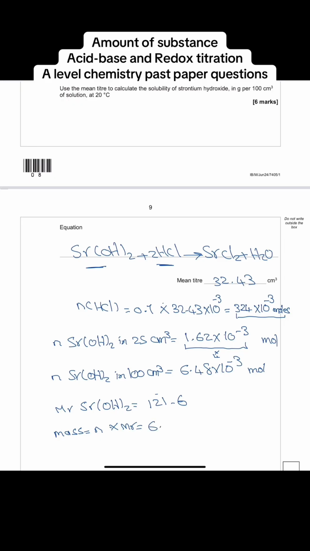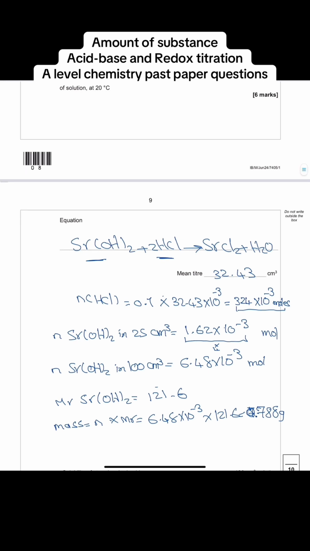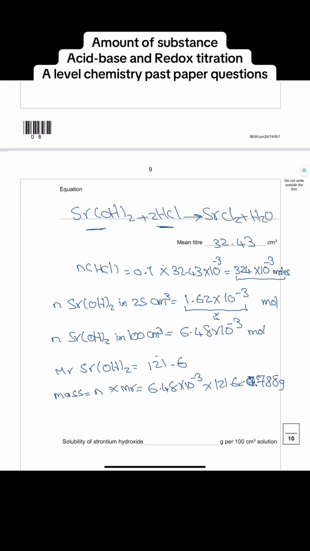So 6.48 times 10 to the minus 3 times 121.6, and that will give you the mass in grams, so 0.788 gram. So it's 0.788 gram per 100 centimeter cube. So now the solubility of strontium hydroxide is 0.788 gram per 100 centimeter cubed solution.